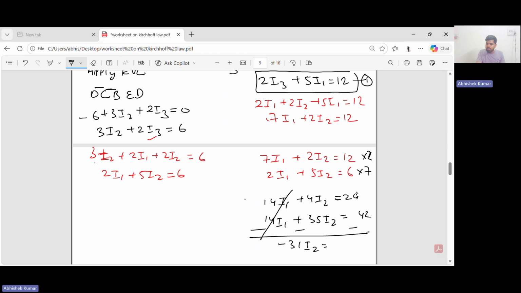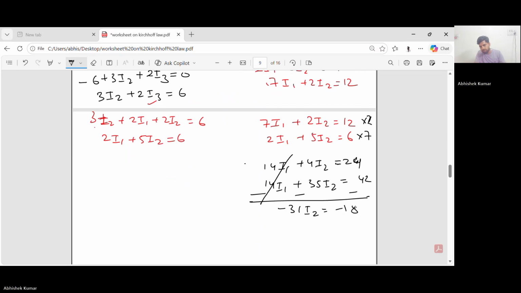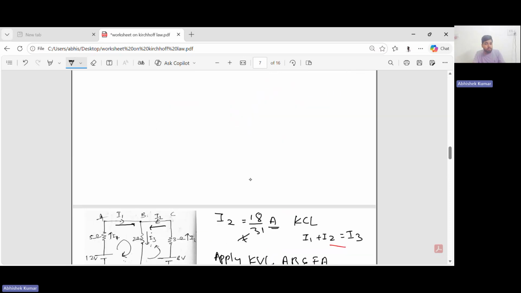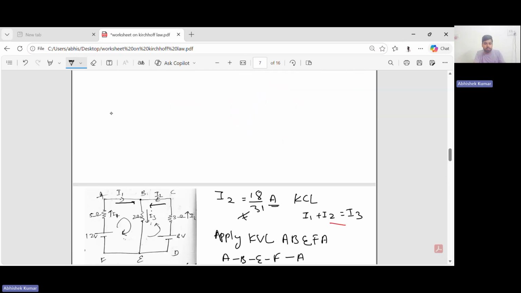42 minus 24. What is the answer? Tell me. 42 minus 24. It is 18, because 18 plus 24 is 42. So minus, minus cancel out. That I2 is equal to how much? You got 18 by 31, or not? I have said the same thing here, the answer, or not? I2 we got.